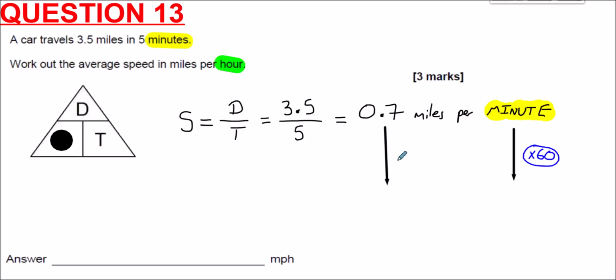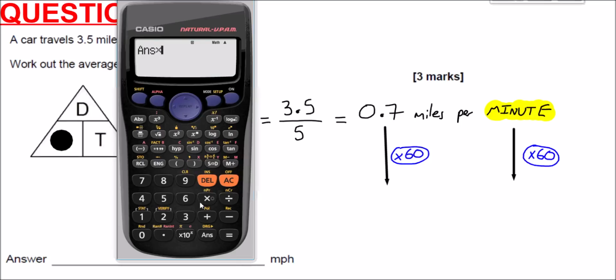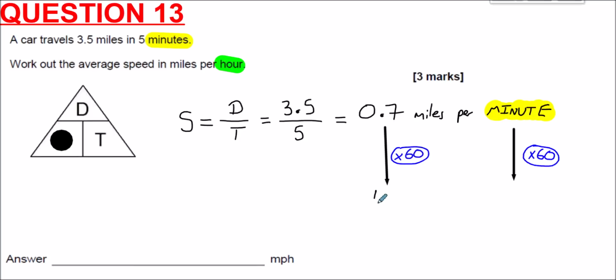Because in an hour, you'd be able to travel 60 times as far, because you've got 60 times as much time. So what we'll have as a final answer is 0.7 multiplied by 60. So 0.7 times 60 is 42. So we get 42 miles per hour. So that's the unit we want it in, miles per hour. So the final answer is 42.